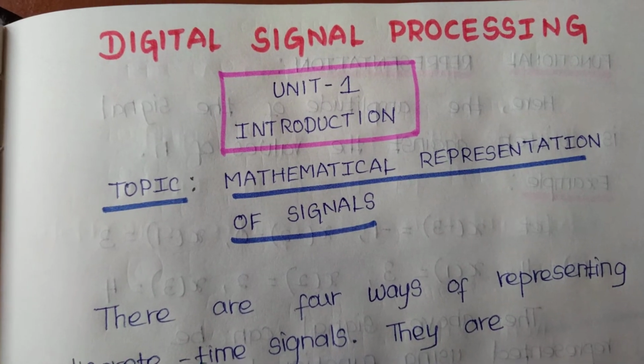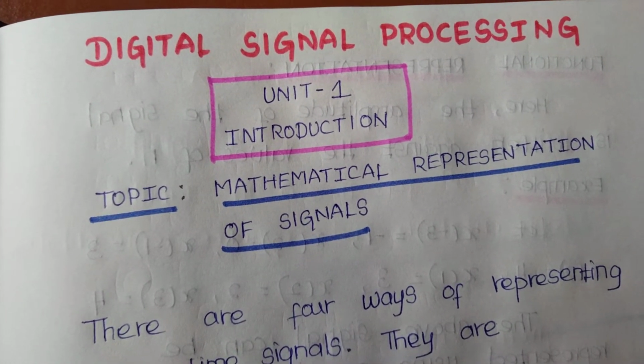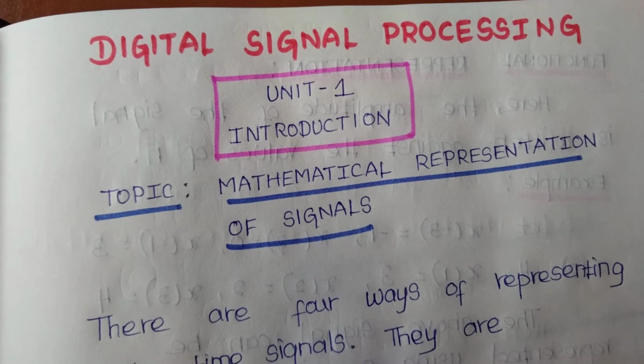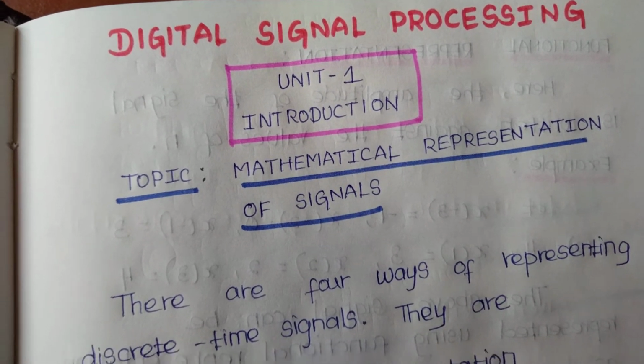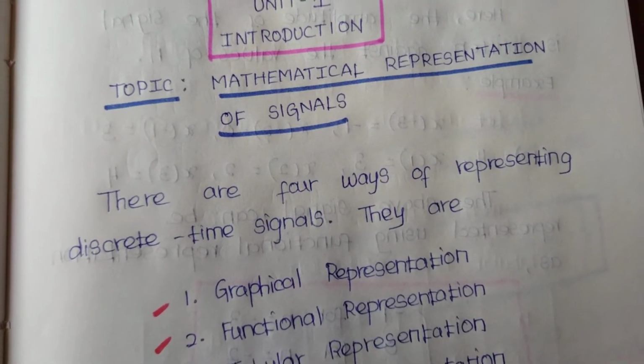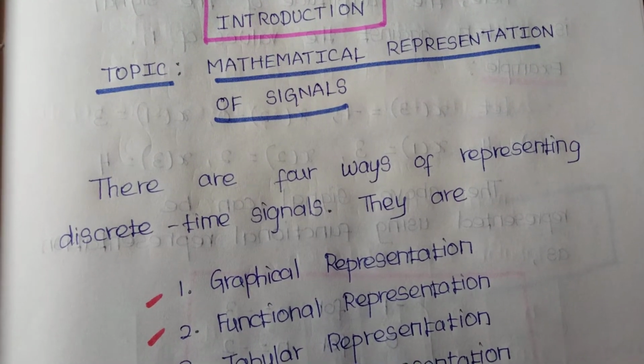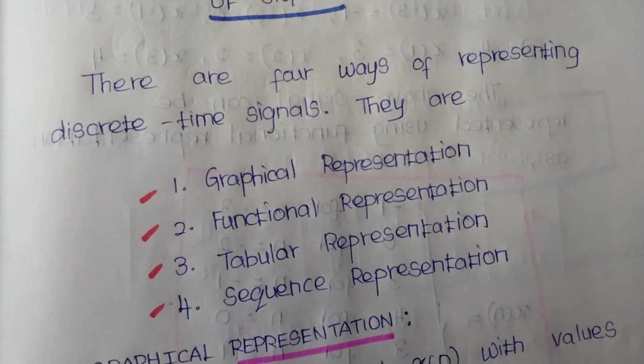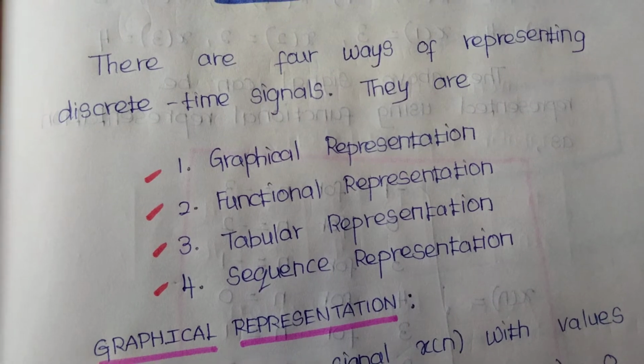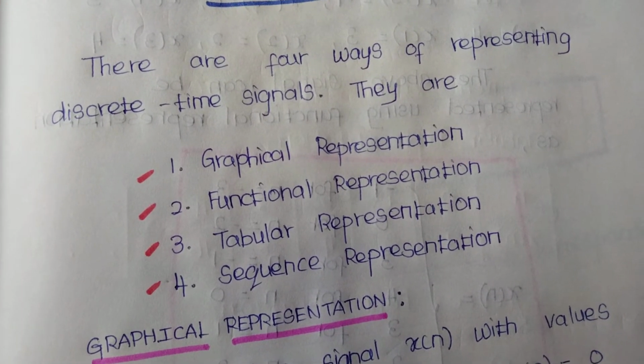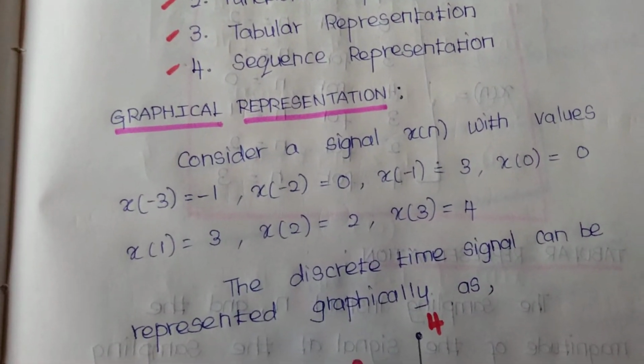So in this video we will see Digital Signal Processing Unit 1 Introduction. The topic we are going to discuss is Mathematical Representation of Signals. There are four ways of representing discrete time signals. They are graphical representation, functional representation, tabular representation and sequence representation.